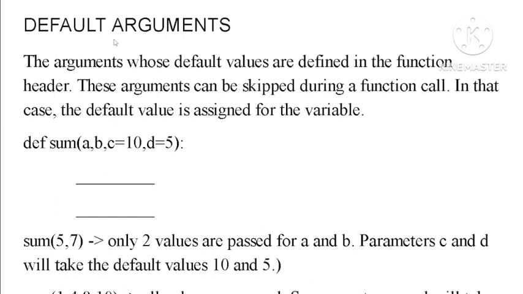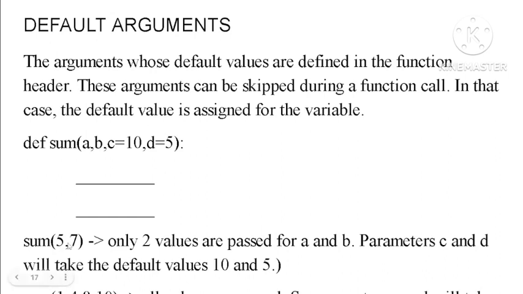The next kind of arguments which can be used in a function are called default arguments. What are default arguments? Say for example, you write a particular program where the user is given an option where they can skip the C, D values. A, B values are compulsory, C, D are not compulsory. So if the user skips the C, D option, the default values 10, 5 are assigned. These arguments can be skipped during a function call. In that case, the default value is assigned for the variable. I will show you an example.